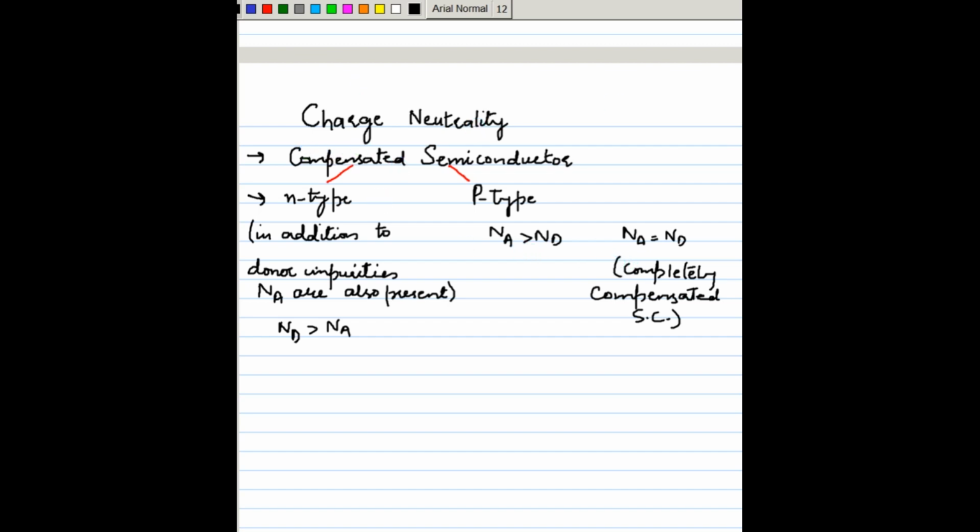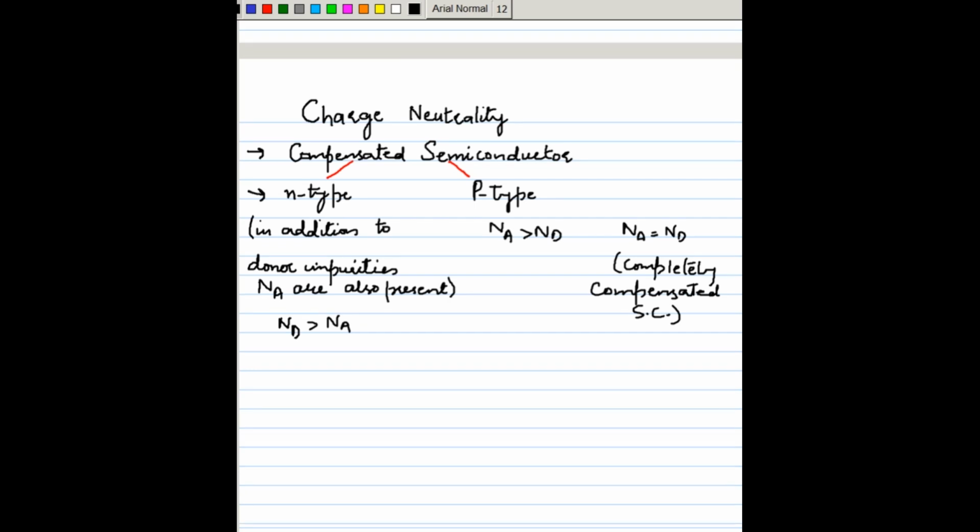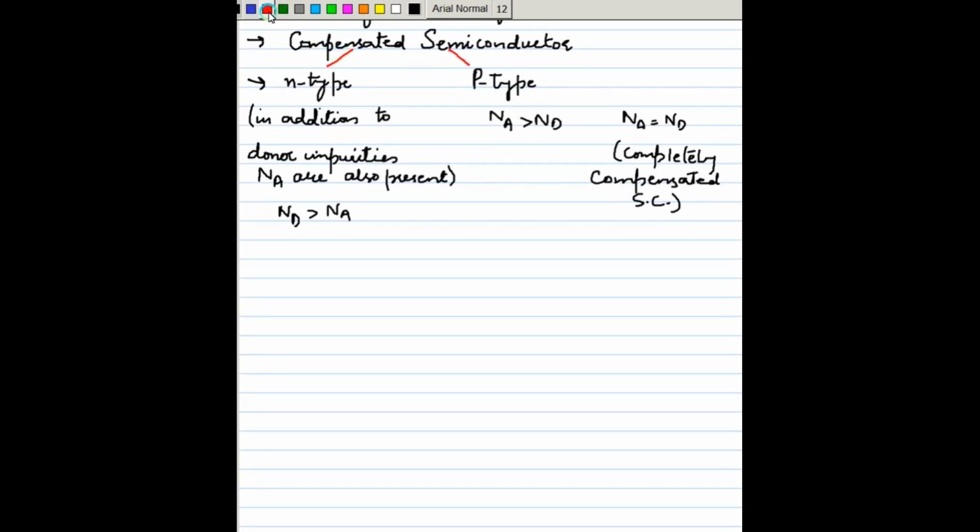Now, using a diagram, let us see, let's draw a diagram like this.